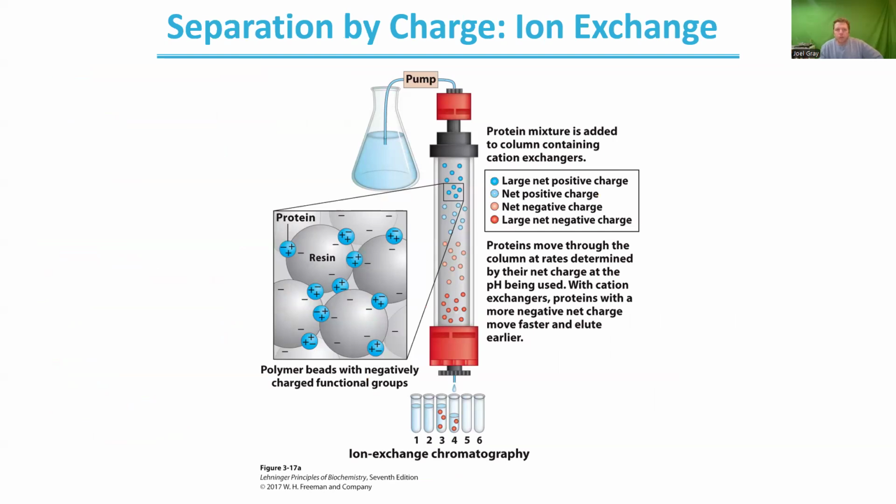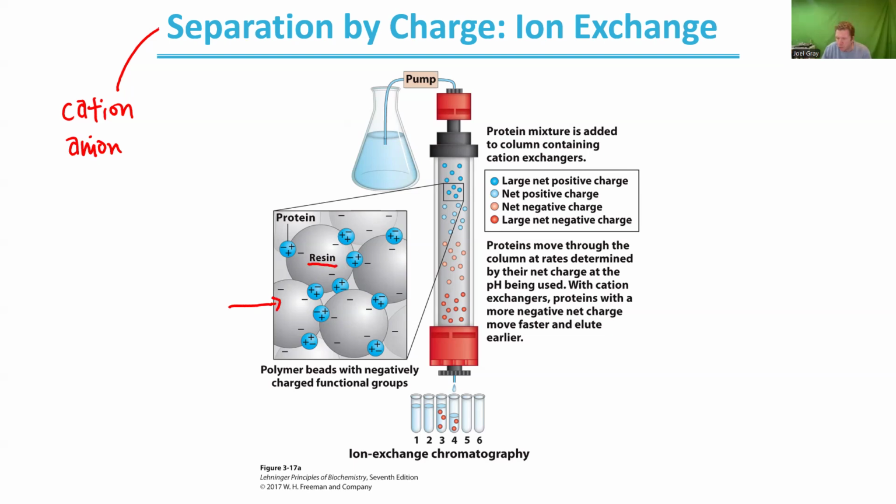Okay, separation by charge, ion exchange chromatography. I will tell you there are two different types of ion exchange chromatography. There is cation exchange chromatography, and there is anion exchange chromatography. Those are your two major types of ion exchange column chromatography. Now, I like this snapshot because it zooms in on these gray balls that represent the resin. So that's our stationary phase.